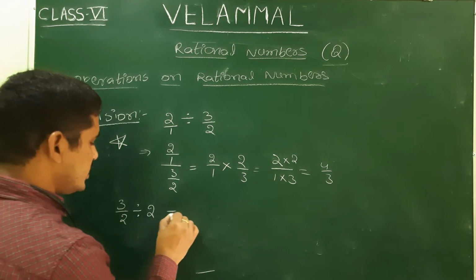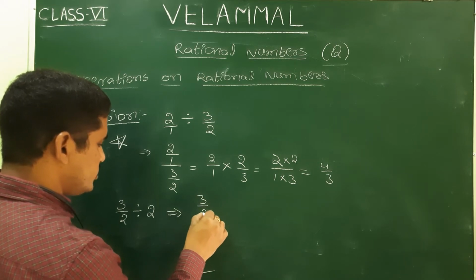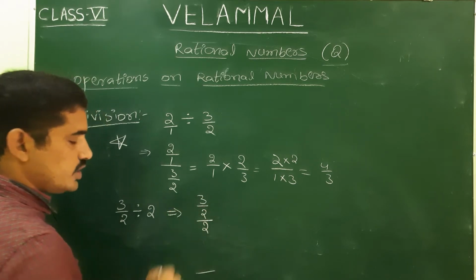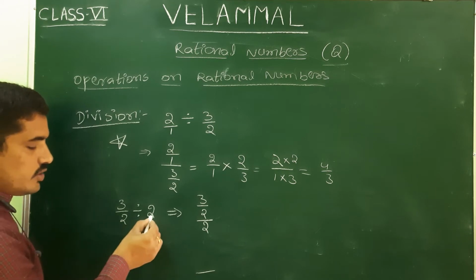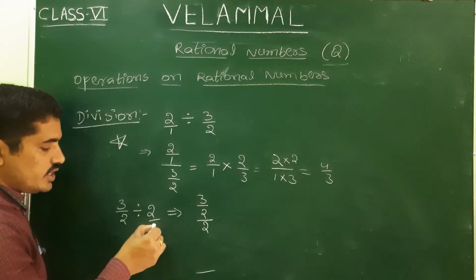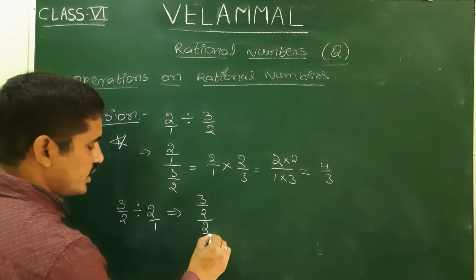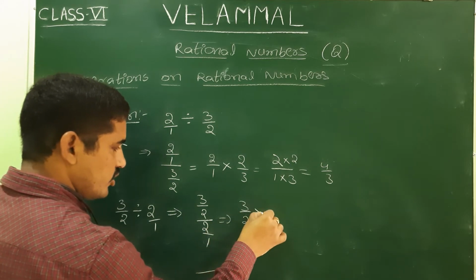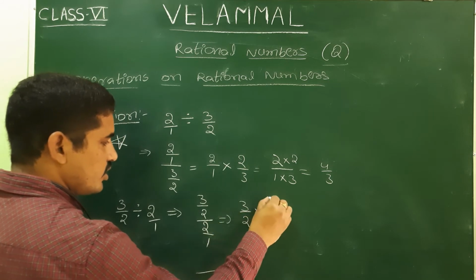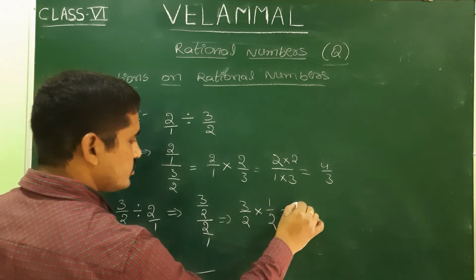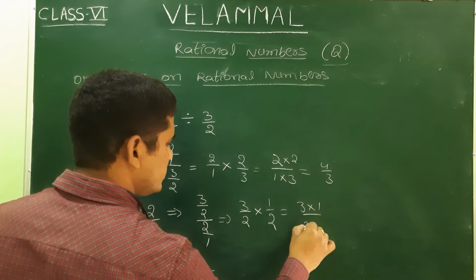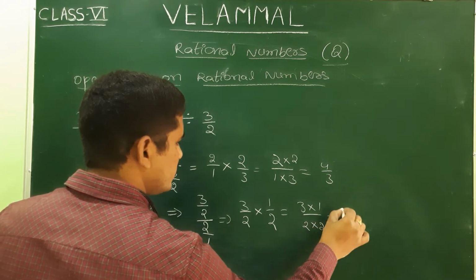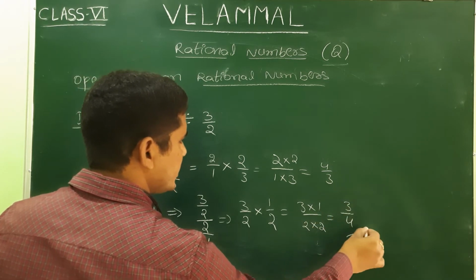In this situation it can be written as 3 by 2 divided by 2. But here 2 is an integer, so we can take it as 2 by 1. Now it can be written as 3 by 2 multiplied with the reciprocal of the denominator fraction 2 by 1, that is 3 into 1 by 2 into 2. So we will get 3 by 4.